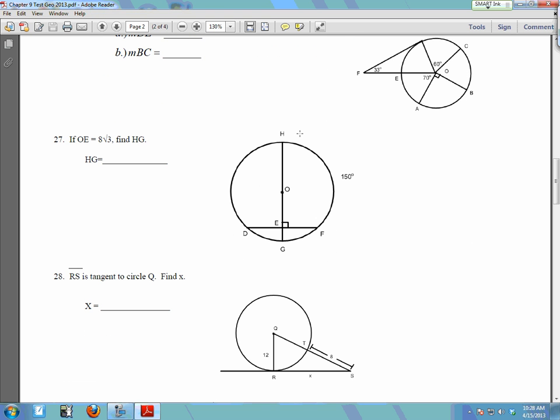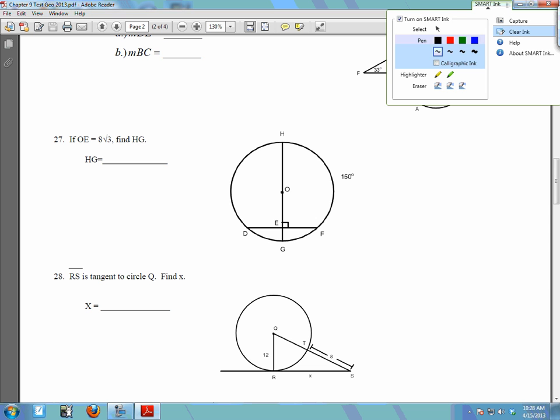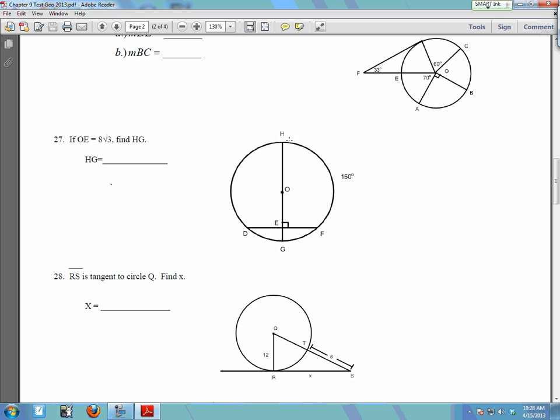27. Find HG. Find the diameter of this thing. Seen this question in homework. If I know that this arc out here is 150, then I should know that arc G to F is 30 degrees. And that's essential for this problem, because what you want to do is create that radius, which gives me that angle right there, and that angle is a central angle. It should be the same as the intercepted arc.